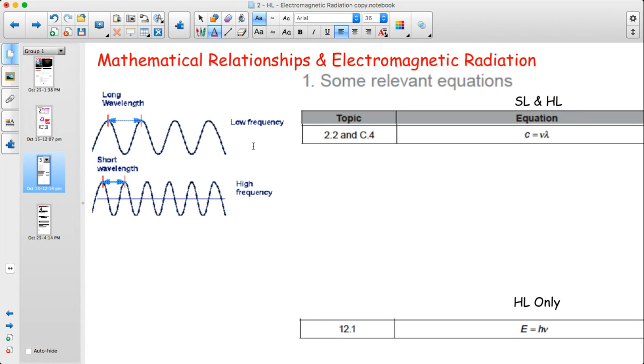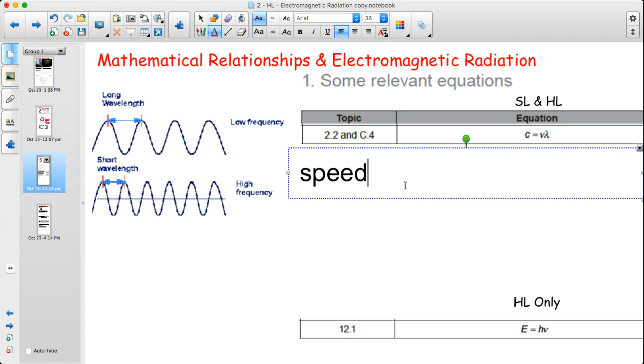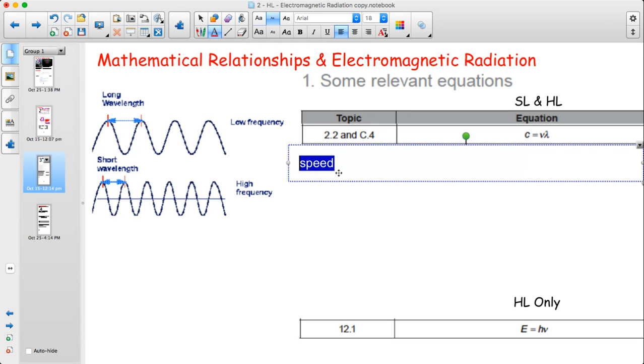Now, with the data booklet, you get this equation. C equals V times lambda. So this equation is telling you that the speed of light, which is a constant in a vacuum, which is 3.0 times 10 to the 8th meters per second, 300 million meters in a second, pretty darn fast. Since that's a constant, for all different types of light, then we have their frequency times their wavelength.